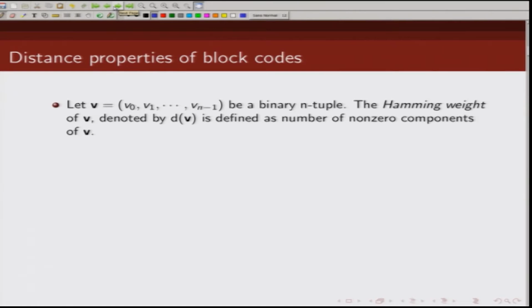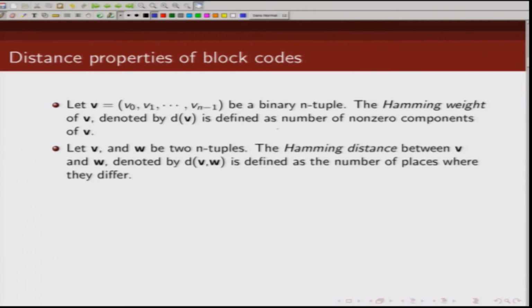So, if we have an n-tuple, let us call it V. Since we are restricting our discussion to binary linear block codes, we consider a binary n-tuple. So, this V0, V1, V2, up to Vn minus 1 could be either 0 or 1. We define the Hamming weight of this vector V as the number of non-zero components of V.